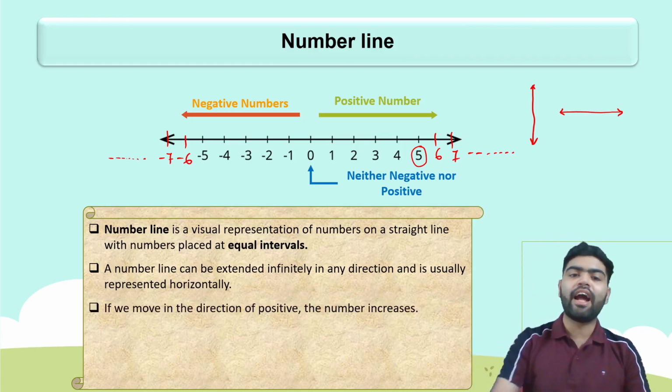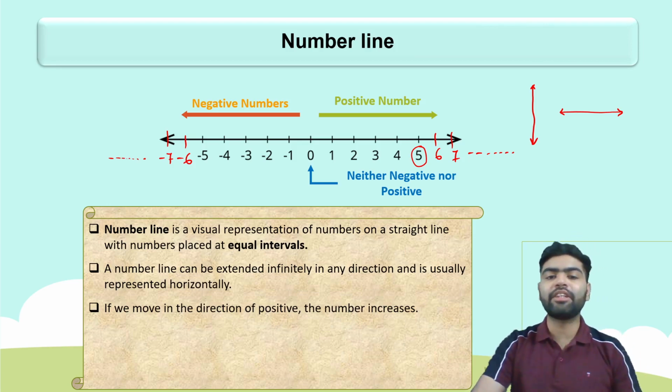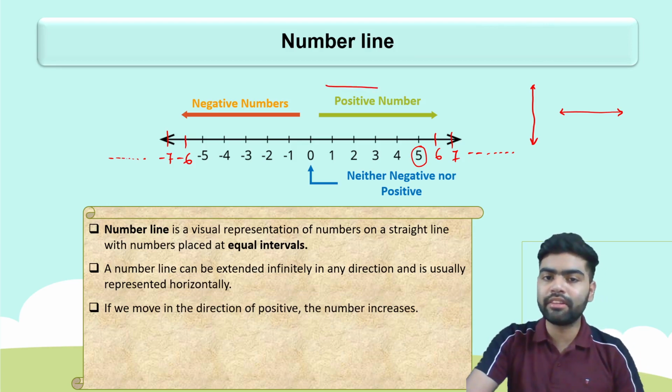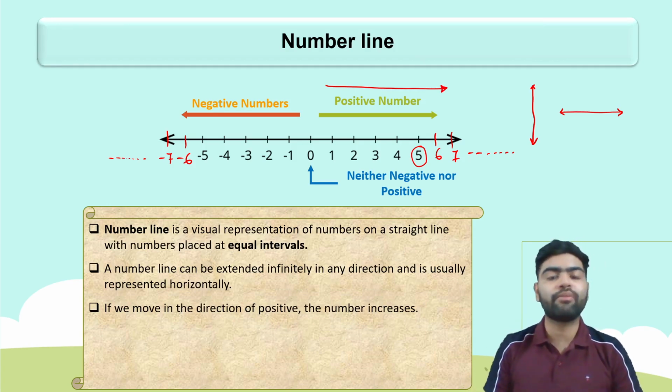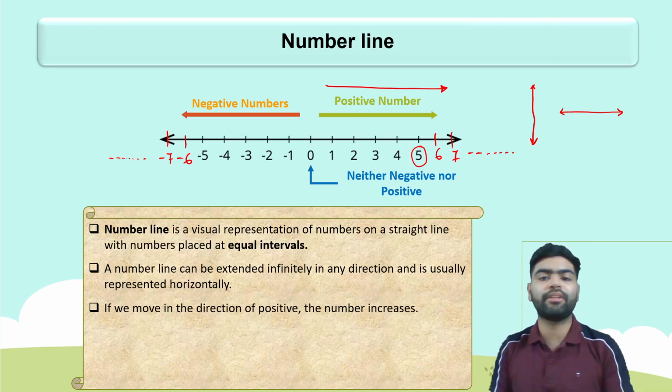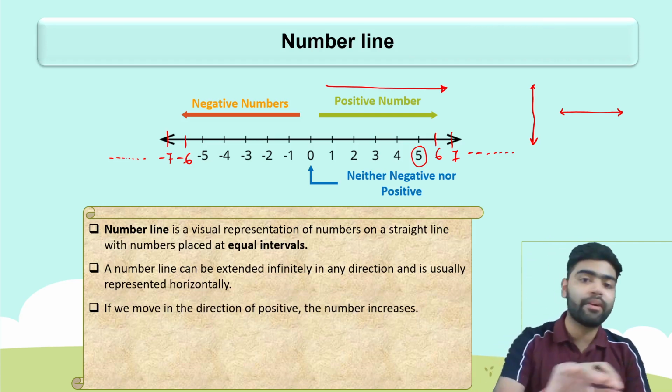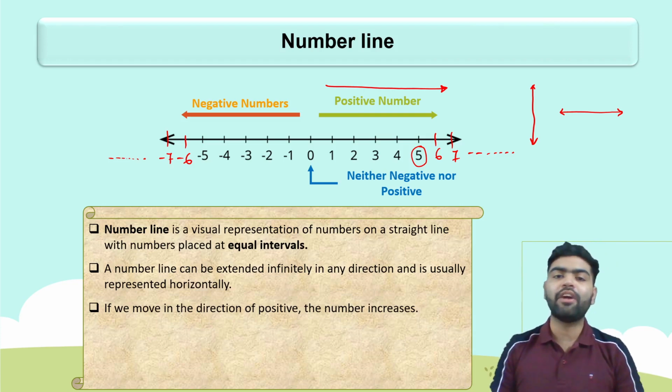Okay, and if you move in the direction of positive, that is, if you move in this direction, the number increases, right? So we know that 2 is greater than 1, 3 is greater than 2, 4 is greater than 3. So clearly the numbers are increasing as you are moving in the positive direction.